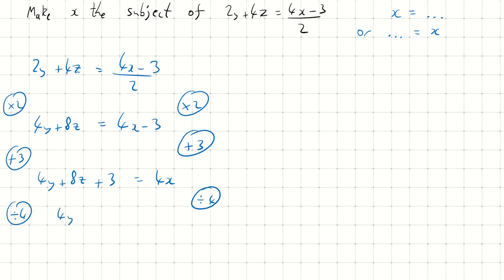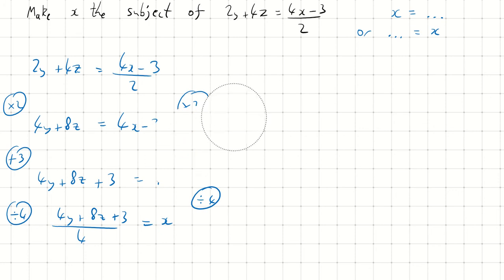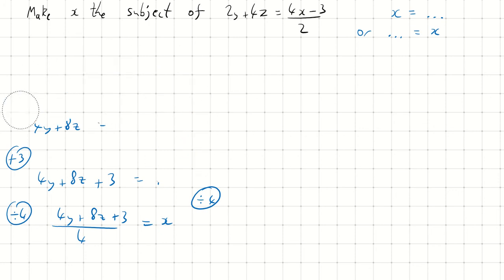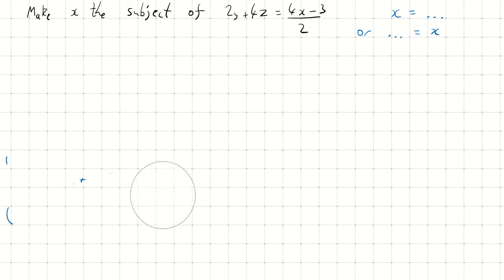And we get 4y plus 8z plus 3 over 4 is equal to x. We've made x the subject. Okay, and we'll do maybe one more sort of like this, and then we'll finish off with a slightly trickier example. So our next example is going to have squaring in.